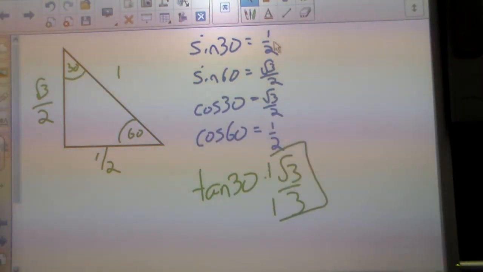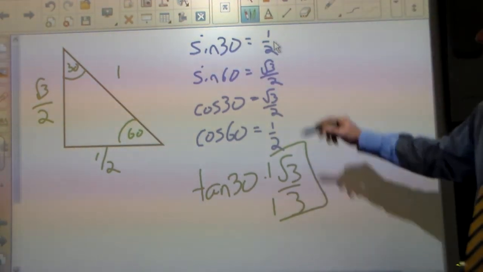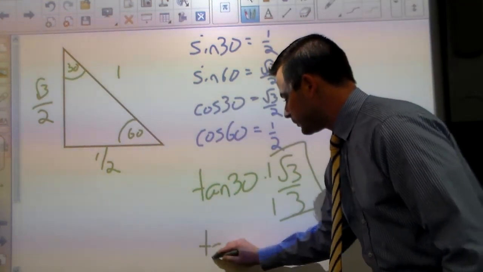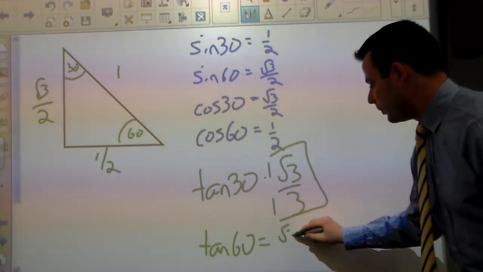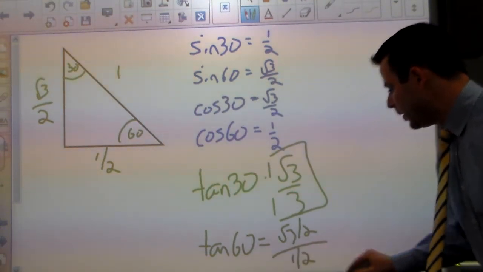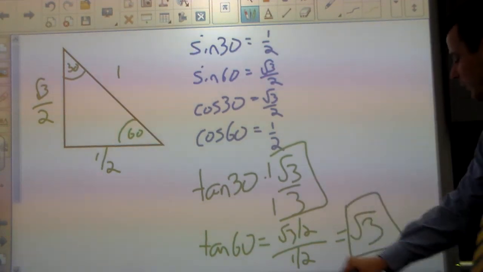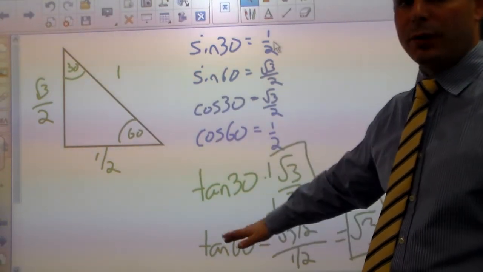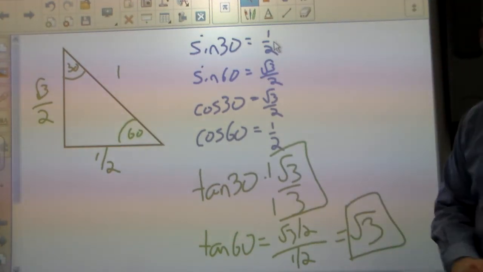Now let's do the tangent of 60. Well, the tangent of 60 is sine of 60 over cosine of 60. The sine of 60 was radical 3 over 2, and the cosine of 60 is 1/2. We have canceling 2's here, therefore the tangent of 60 is radical 3. Again, I don't memorize tangent values, I work them out by doing sine over cosine and cleaning up the fraction. Okay, so those are all the special right triangle values for a 30, 60, 90 right triangle.